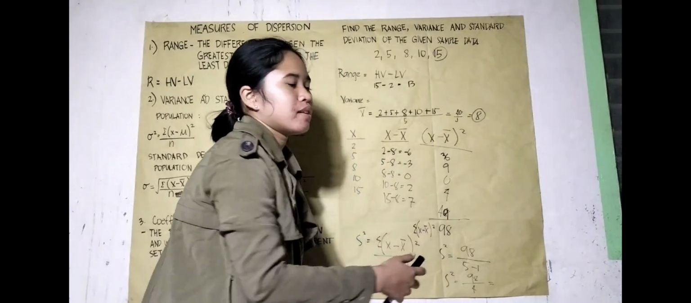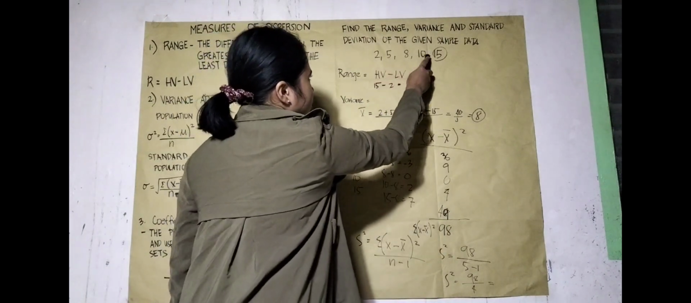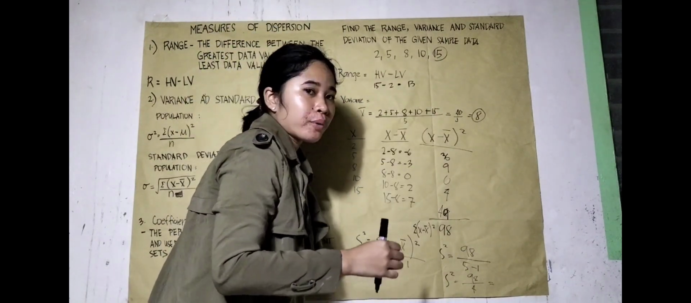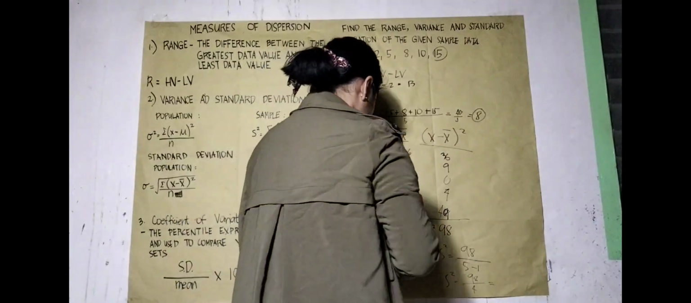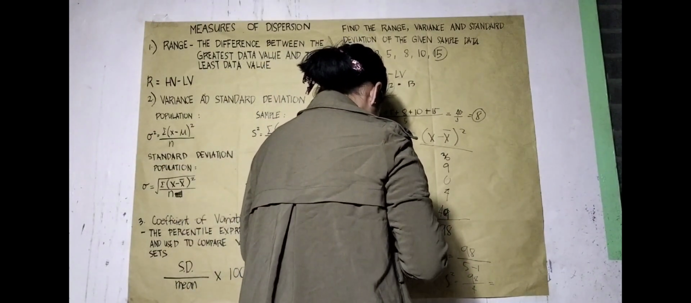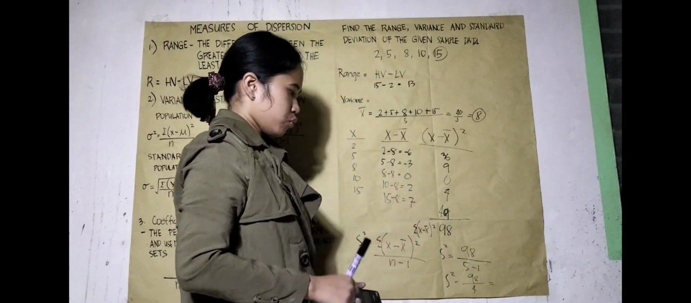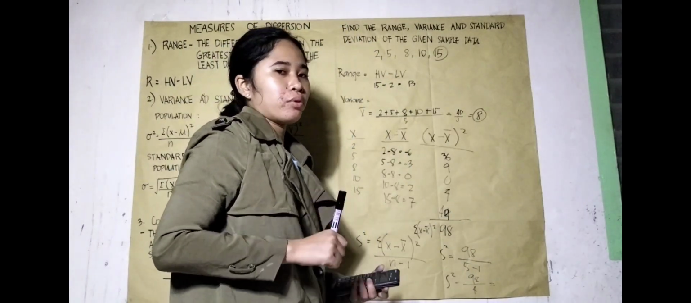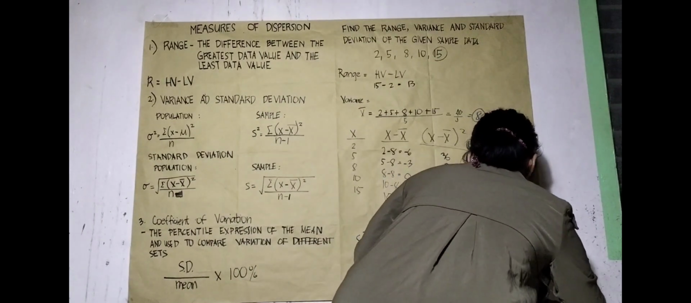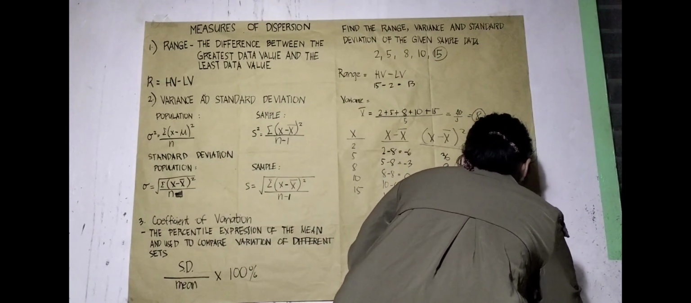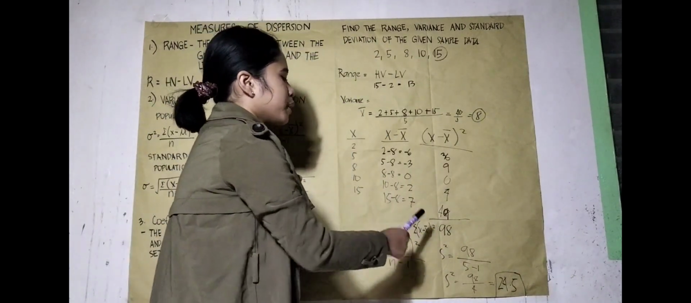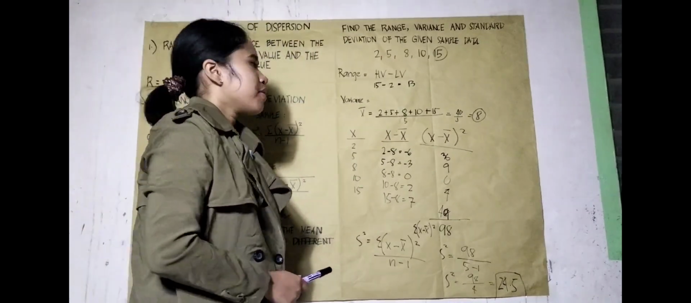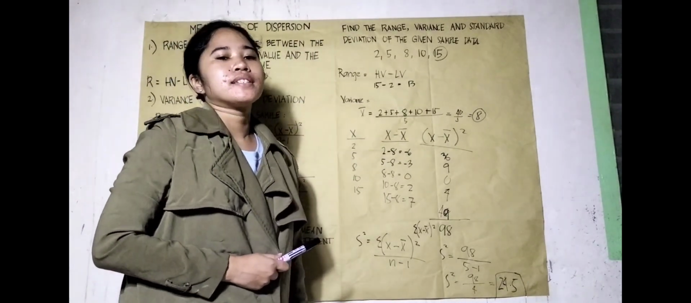Then 5 as the number of numerical data. So we have 1, 2, 3, 4, 5, minus 1 as per the formula. So 5 minus 1 is 4. Now we have 98 over 4. When we compute 98 over 4, we have 24.5 as the variance of this sample data.